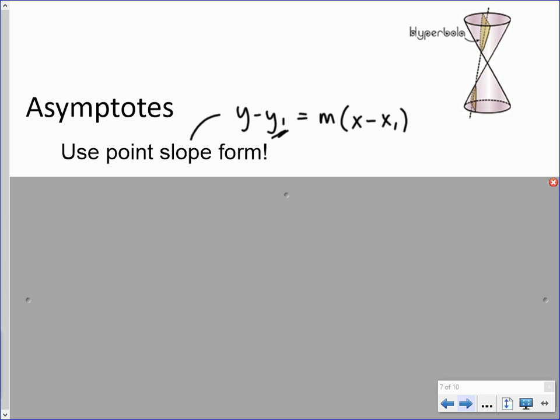We're going to plug in for the x sub 1 and the y sub 1. What point do we know that our asymptote is going to cross through? The center point. So our x sub 1, y sub 1 is basically going to be h and k. Okay? So we know that we're going to replace those with h and k. The big thing we have to decide is, what is my slope going to be?